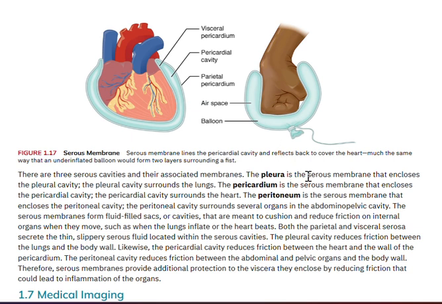The pleura is the serous membrane that encloses the pleural cavity. The pleural cavity surrounds the lung. The pericardium is the serous membrane that encloses the pericardial cavity. The pericardial cavity surrounds the heart. The peritoneum is the serous membrane that encloses the peritoneal cavity.